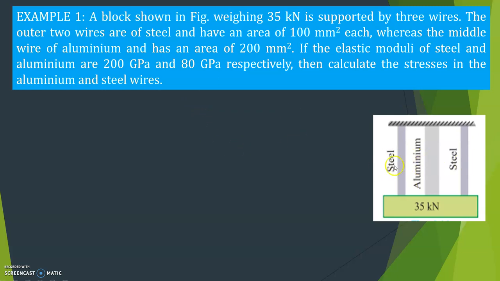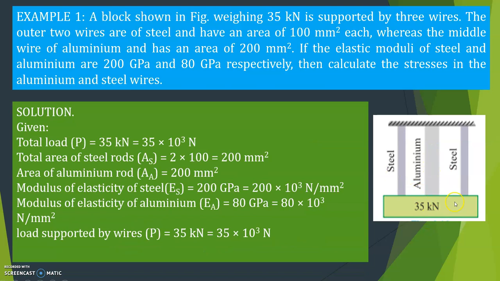So it is a bar made up of three different materials, but two are of steel and one is of aluminium. The total load is 35 kilonewton. What is given? Total load is 35 kilonewton, so 35 into 10 raised to 3 newton. Total area of the steel rods: there are two steel rods, that's why I have considered 2 into 100. Area of the steel is 100 mm², so 200 mm². Then what is the area of the aluminium rod?